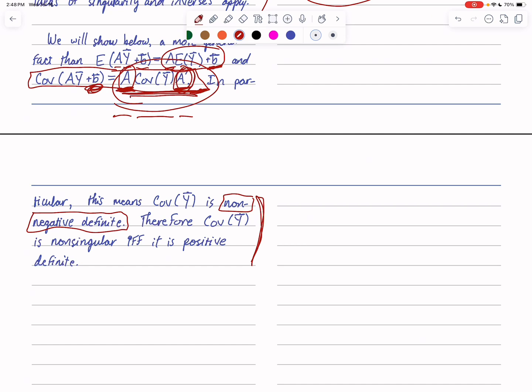And a fact about non-negative definite matrices is that they are non-singular if and only if they are positive definite. Again, the idea of positive definite is very similar to non-negative definite. And if you need to consult a reference on what all of that means, then again there's the appendix, there's my other video series, or you can just do some Googling.